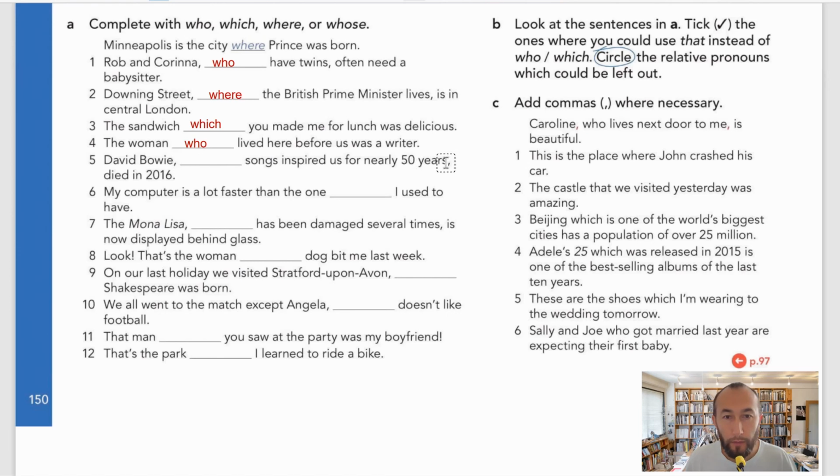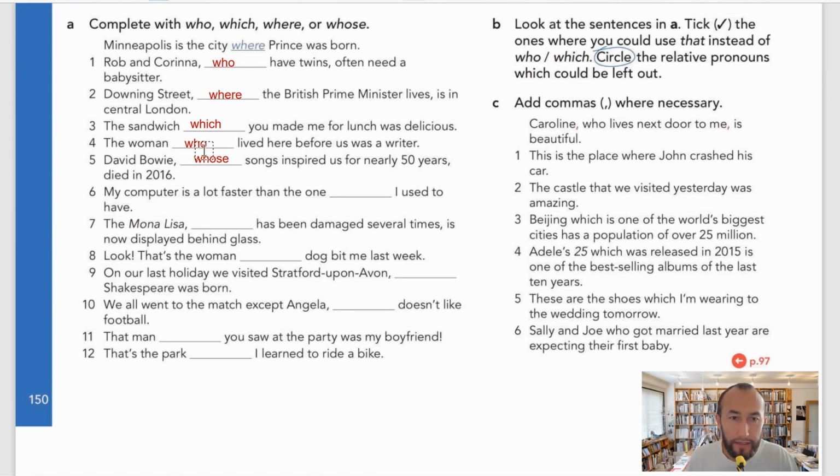Number five, David Bowie songs inspired us for nearly 50 years. It's coming between two commas, so that's a non-defining relative clause, right? And look, songs inspired us. Inspire is a verb. Song is the noun, and we need a subject here. We're talking about the songs of David Bowie, so his songs. When we talk about his songs and make a relative clause out of it, that's going to be whose songs, so we're going to write whose. When you watch the grammar explanation videos, we use whose instead of possessive adjectives like my, your, his, their, our. So we're going to use whose in place of them.